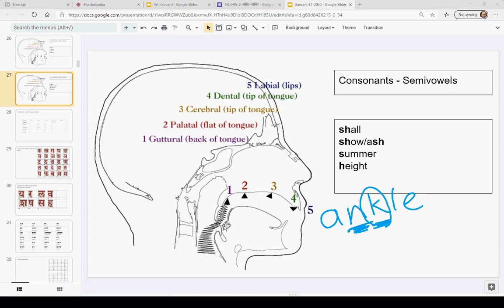Why? Because immediately after that ka is following, and ka belongs to the guttural group. So to utter that guttural sound following it, this nasal consonant has to become guttural. That guttural sound is nga. So it becomes ankle. Similarly we have it in kankatam.